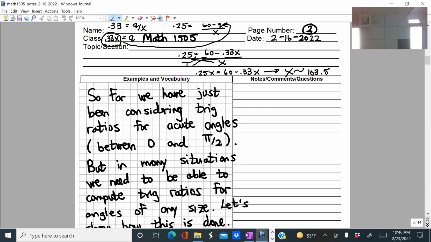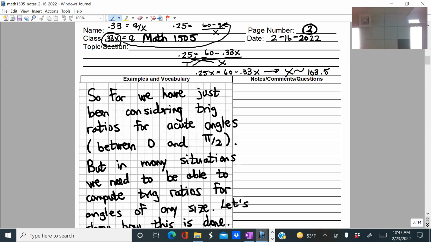Okay, so I mentioned this at the end of class last time. So far, we've just been able to compute the trig ratios for acute angles. So that's angles between 0 and 90 degrees, between 0 and pi over 2, okay? But we're going to have reason to be able to compute trig ratios for larger angles and also negative angles as well. So we actually want to be able to compute the trig ratios for angles of any size, no matter how large or even negative angles. Remember, we can draw negative angles. So we want to also compute trig ratios for these negative angles as well.